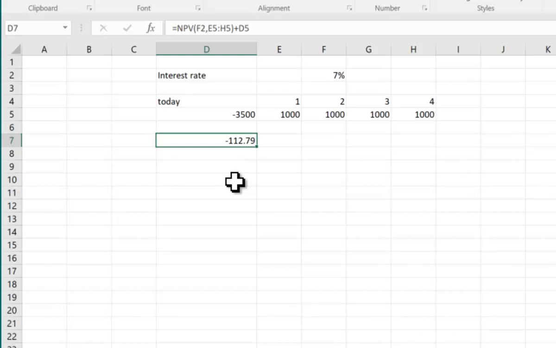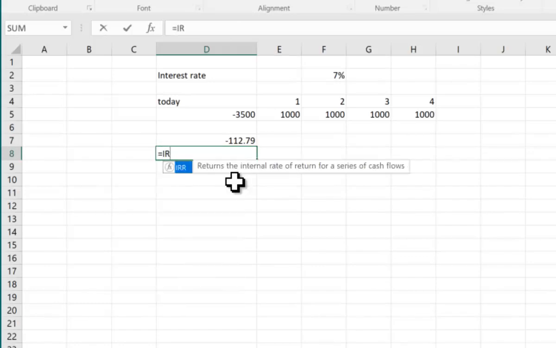And what that's telling me is that if I need 7% interest as a return on this investment, it's not going to happen, and that this is a bad investment. Let's go ahead and calculate the internal rate of return and see what it is. So I can do equal to IRR and then open a parenthesis.